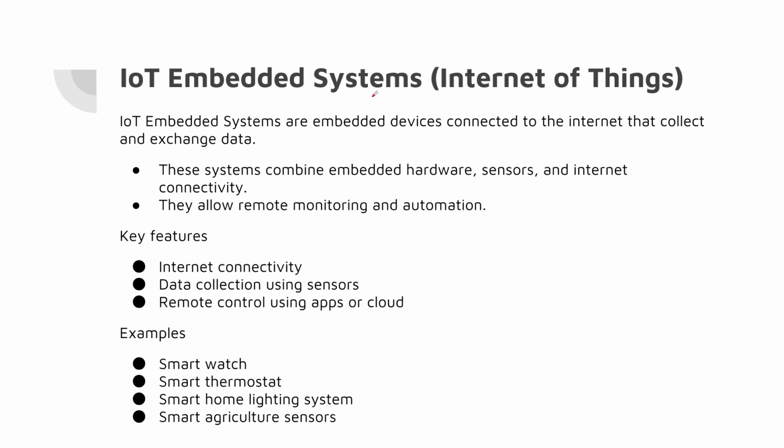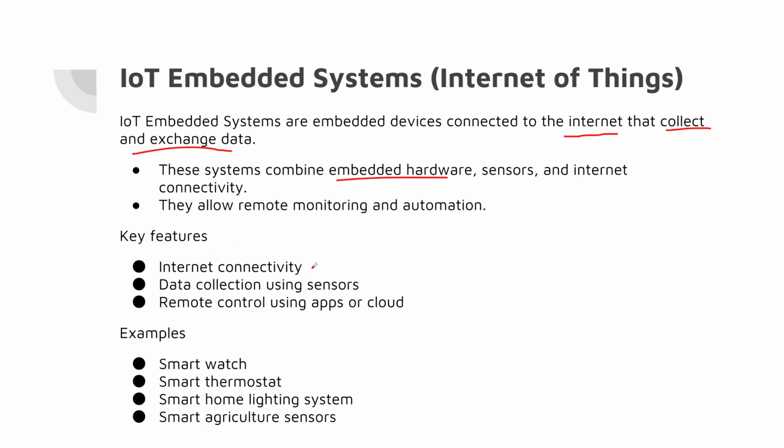Next one is the IoT embedded system. An IoT embedded system is similar to a network embedded system, but here it is connected to the internet, and along with that it is used to collect and exchange data. I mean, in addition to the network embedded system, some data is handled, so it comes under the IoT or Internet of Things embedded system. These systems combine embedded hardware, sensors, and internet connectivity. It combines all the things. Normally in an embedded system we have the hardware and sensors only. Here it combines internet connectivity also inside its implementation.